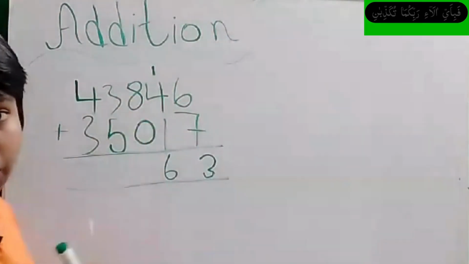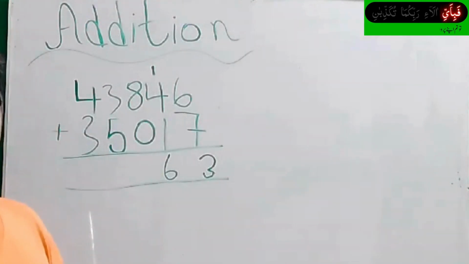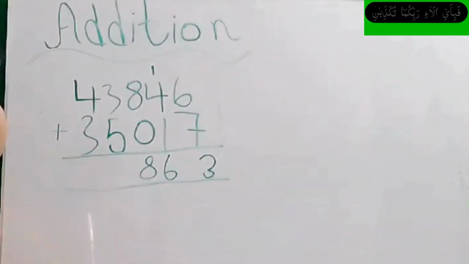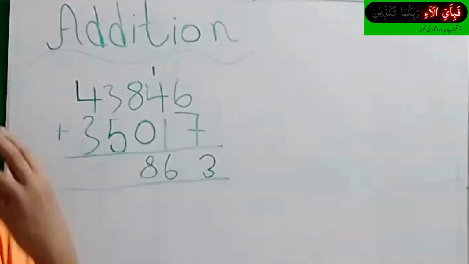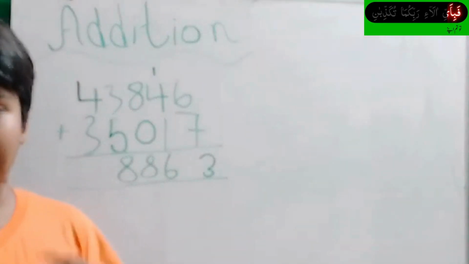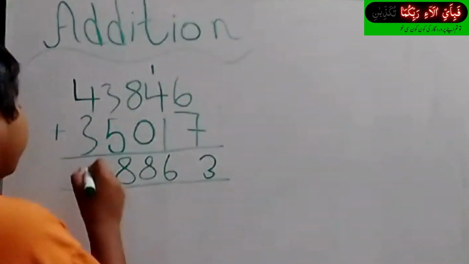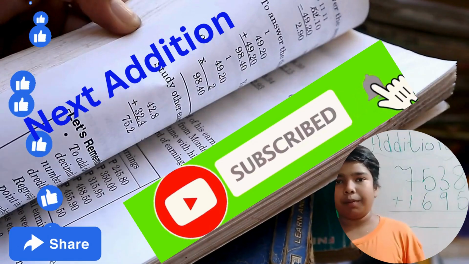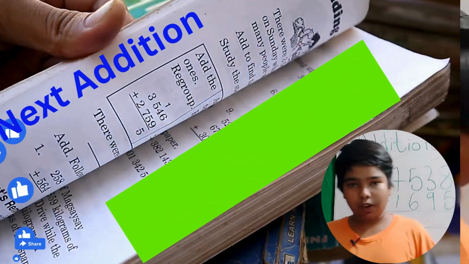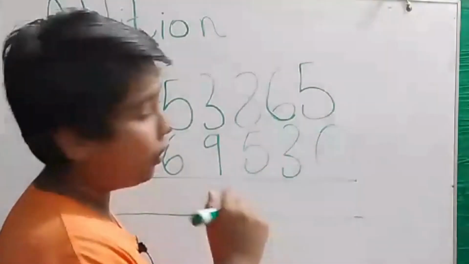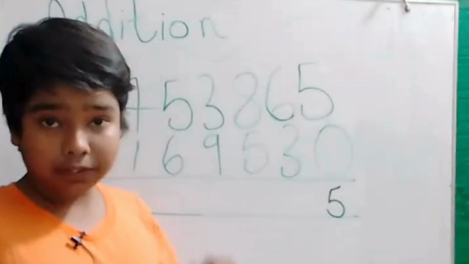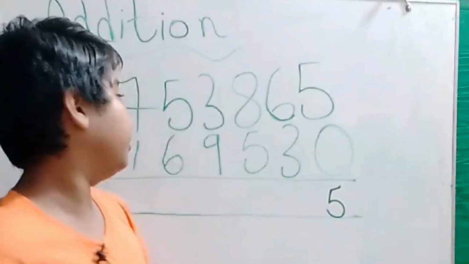If we plus 0, 8 plus 0 is 8. Then 5 plus 3: 5, 6, 7, 8. And 4 plus 3: 4, 5, 6, 7. Plus 0 is 5. And 6 plus 3: 6, 7, 8, 9.